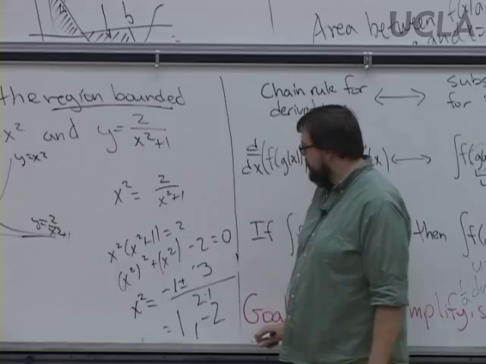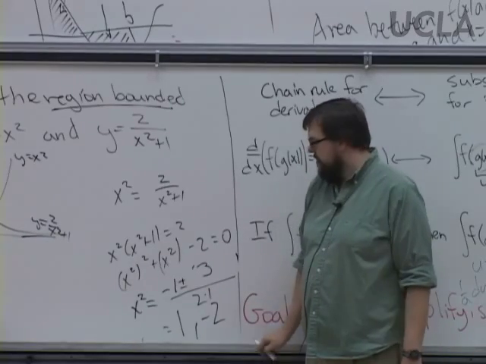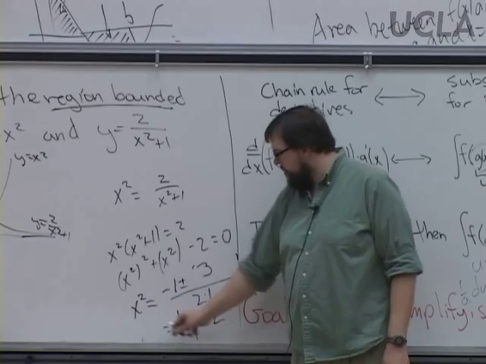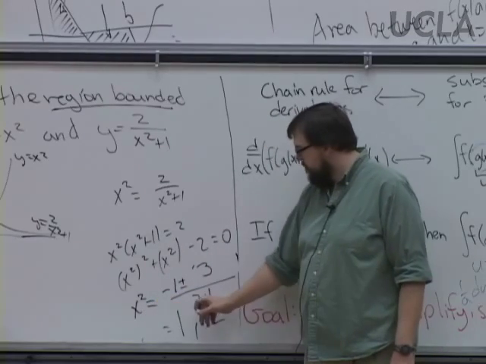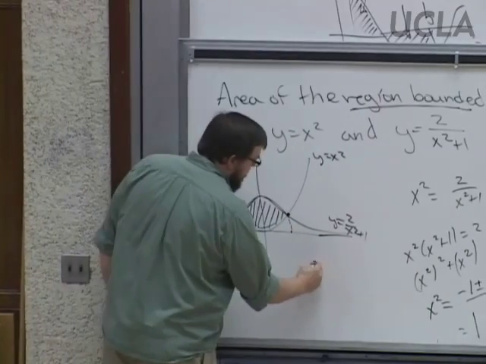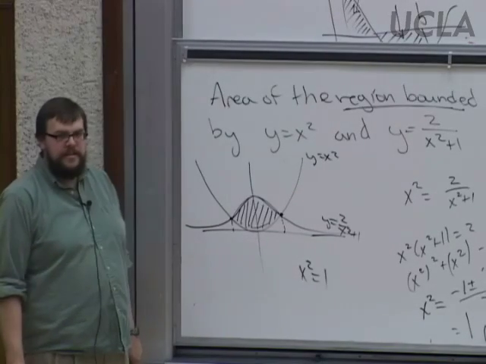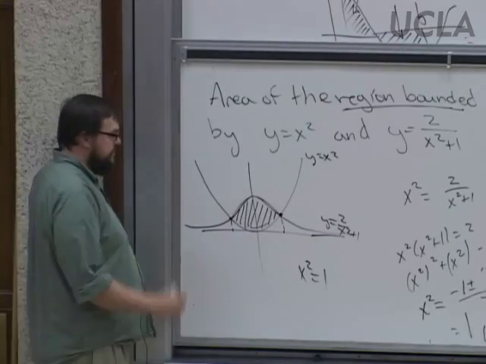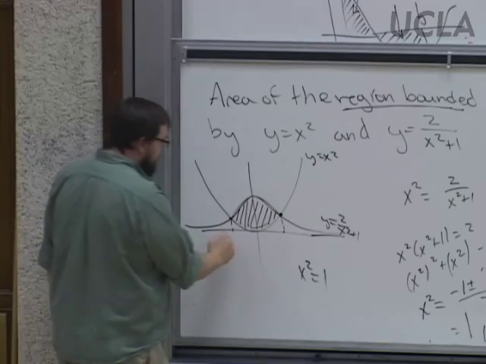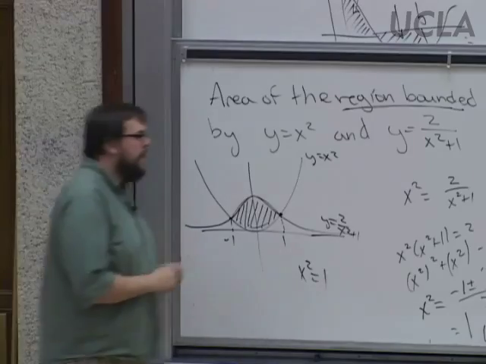Now, which one of these can we throw out right away? I have x squared. Can it ever be negative 2? No. X squared is positive in our class. So that tells me that where the points of intersection occur are when x squared equals 1. Well, when does that happen? Yeah, it happens at negative 1 and 1. So now we have the bounds.